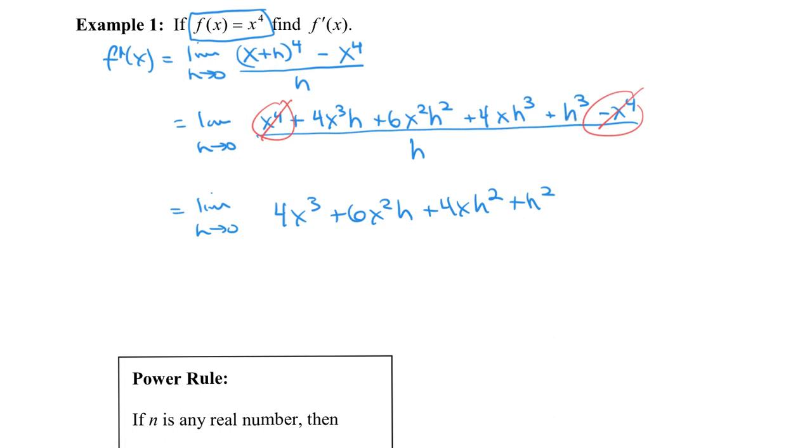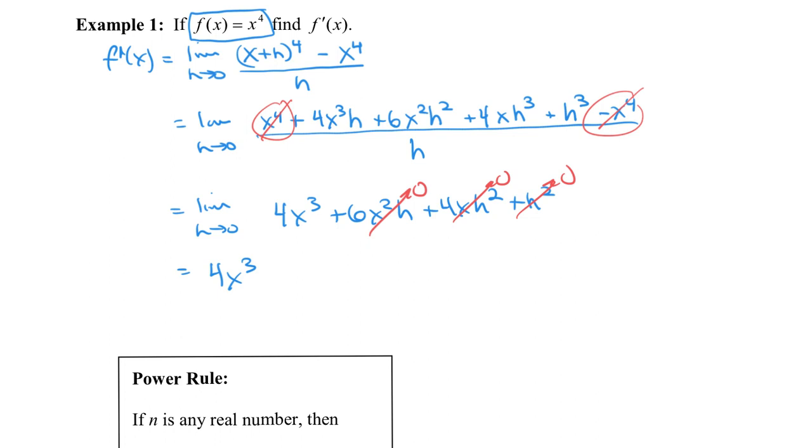Now at this point we can take the limit. We don't have 0 over 0 anymore, and we can see that when we take the limit, all these terms with h's are going to become very unimportant. We can make these terms be as insignificant as we want by taking h closer and closer to 0, so that when we take the limit, these terms will all go to 0, and we are left with 4x cubed, which was our guess.